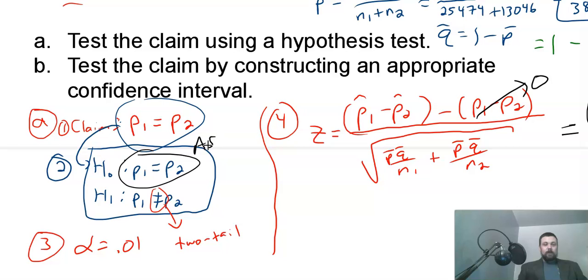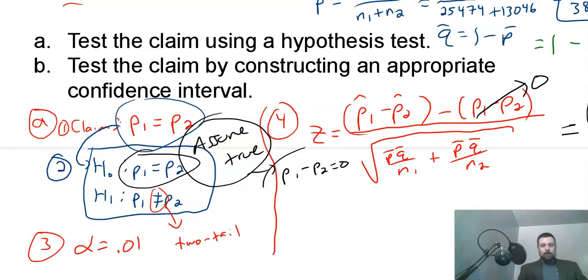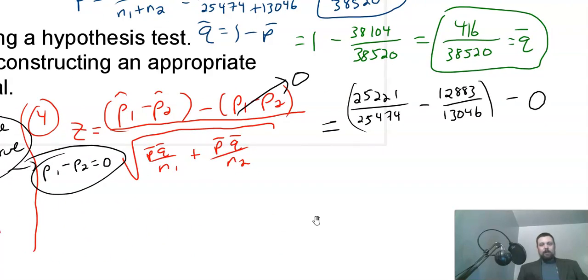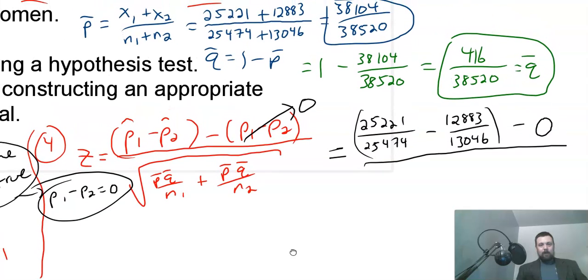So assume this is true. It's the same as the last problem. If you assume P1 actually equals P2, this means that P1 minus P2 is going to equal 0, because if they're the same, which is what we're assuming, then when you subtract them, you'll get 0. All right. So that'll be 0. Okay, so back to this. P bar was, okay, I can scroll up to see that a little bit better.